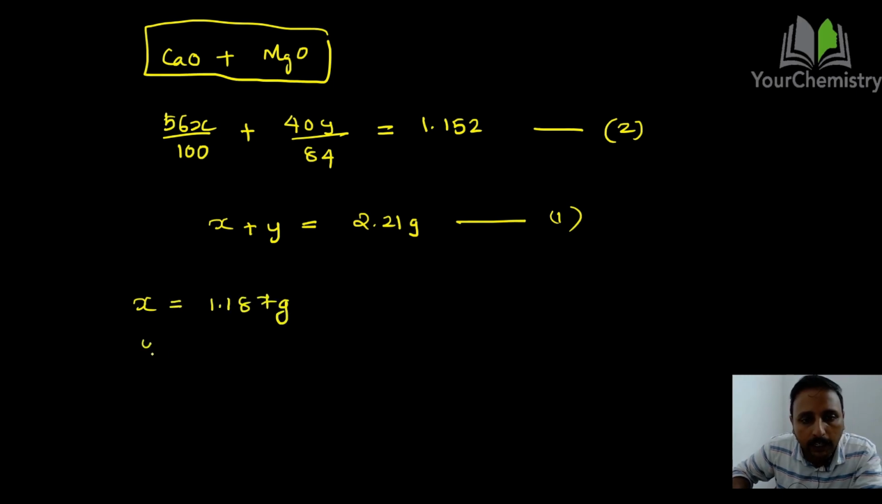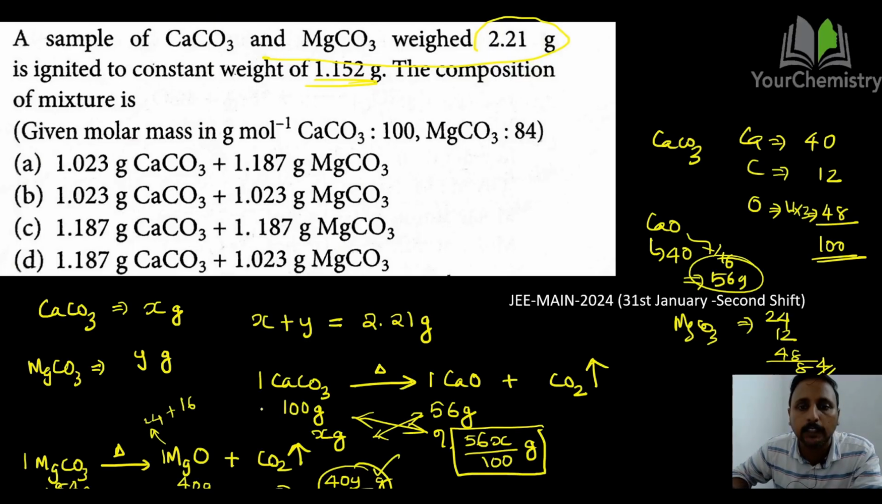1.187 grams and y as 1.023 grams. So if you see the options, it is only option D: 1.187 grams of calcium carbonate and 1.023 grams of magnesium carbonate. So the answer for this question is option D, D for Delhi.